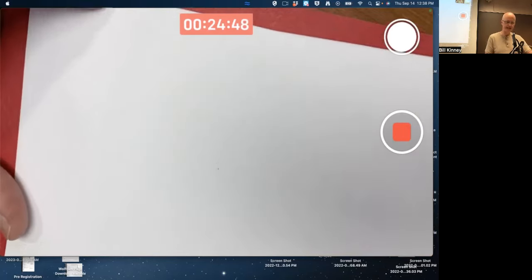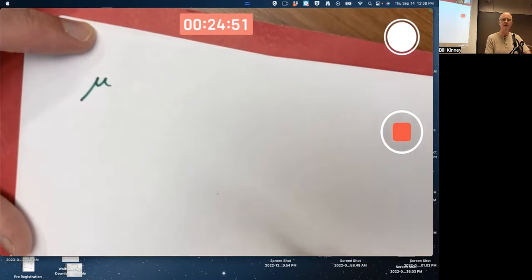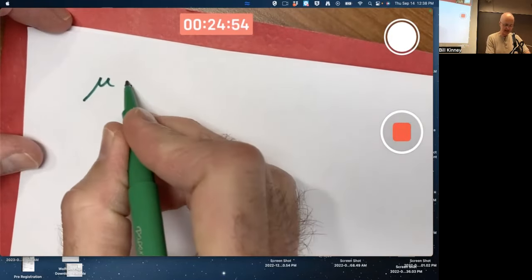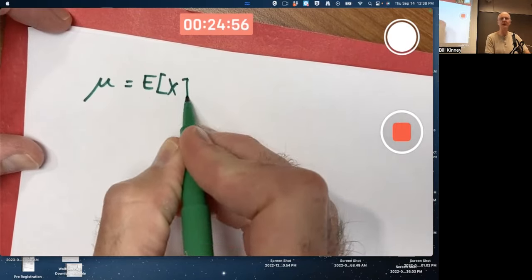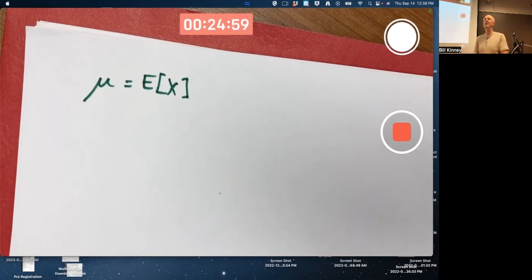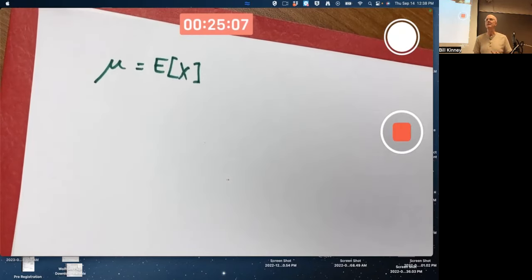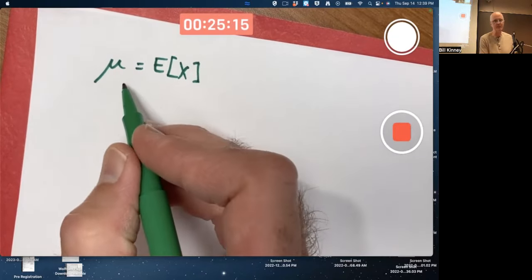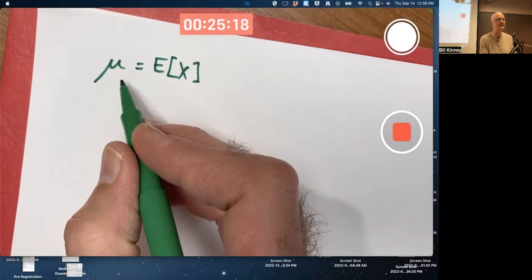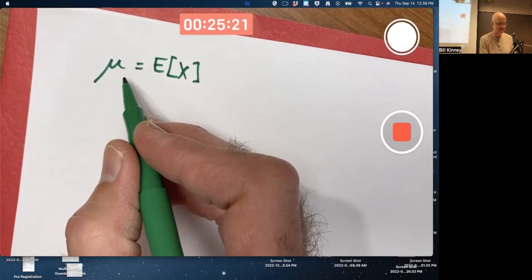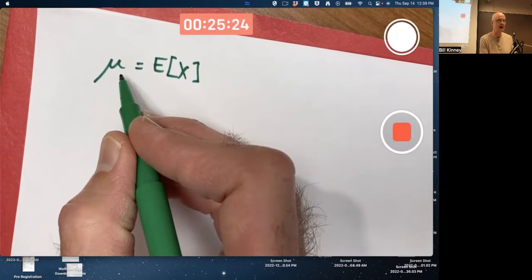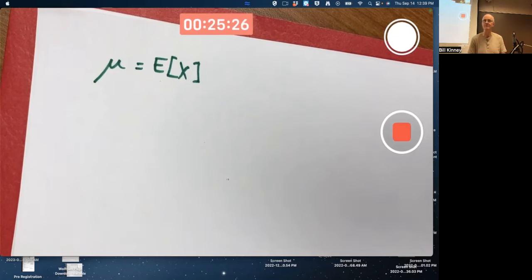What's the mean? Mu. Also called the expected value of x. We use both notations. You should be completely comfortable with both notations and realize these are always the same thing. Mu equals E of x. Mu, the mean, equals the expected value of x, always, for the given random variable. Sometimes we might put a subscript on the mu to emphasize what the random variable is. I won't bother, but sometimes we will.